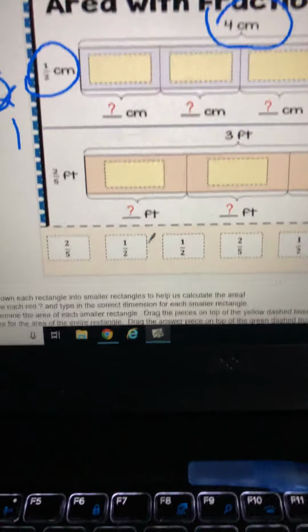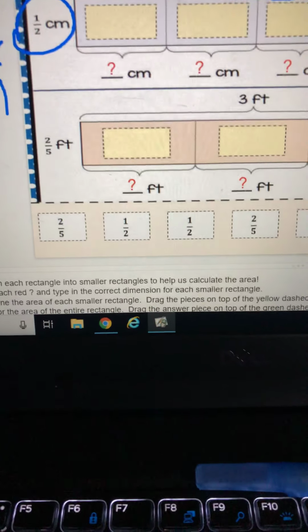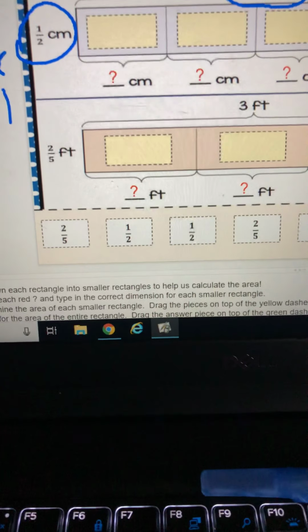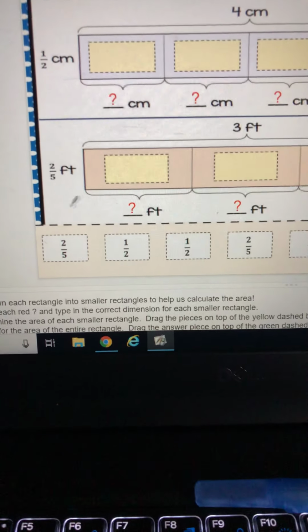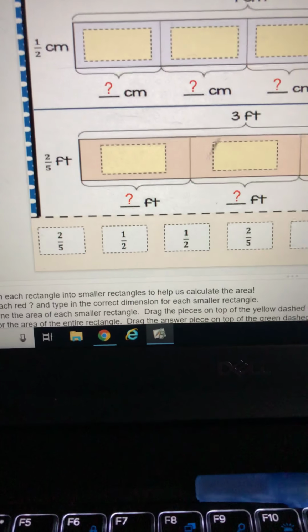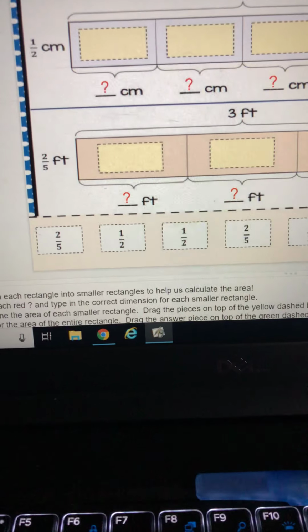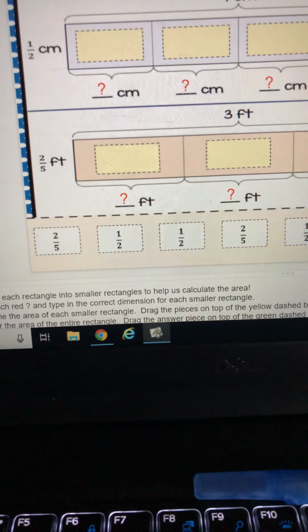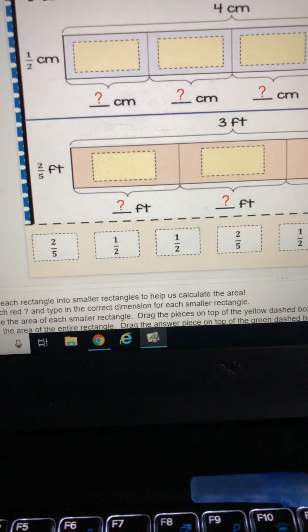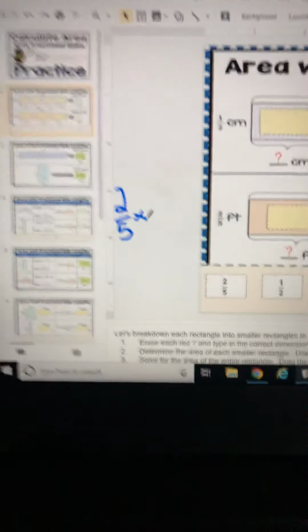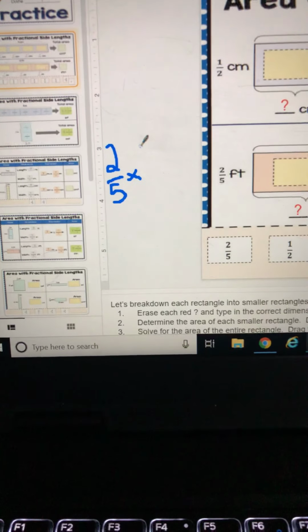If you look at your second one, I'm going to clear the screen to make it a little easier. I have 2/5 times 3. So therefore, I'm going to say 2/5 times 3. All I'm doing is multiplying fractions by finding area. Remember, with area, you just simply multiply.